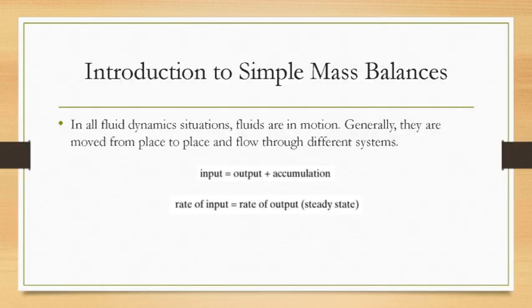As an introduction to simple mass balance: in all fluid dynamic situations, the fluids are in motion. Generally, they move from place to place and flow throughout different systems. As we know, to develop this balance, we have to take into account that the input is equal to the output plus the accumulation. If there is no accumulation, which means the operation is in steady state, the rate of input becomes equal to the rate of output.